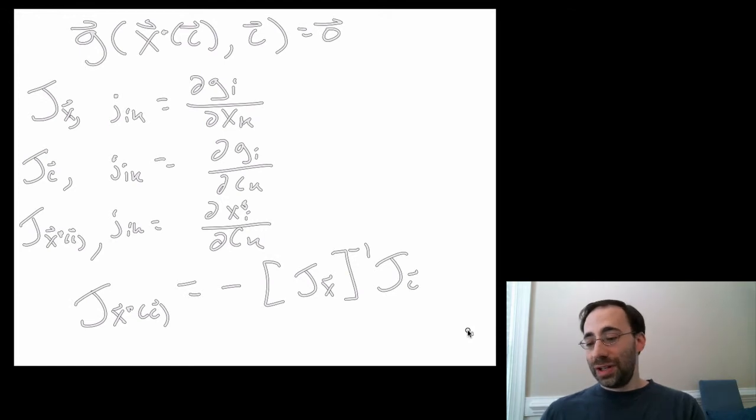Note the analog to one dimension. There's a negative sign out front, first of all. The left-hand side is the rate of change of the implicitly defined function with respect to the parameters.